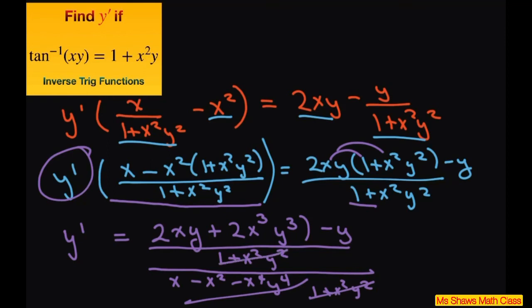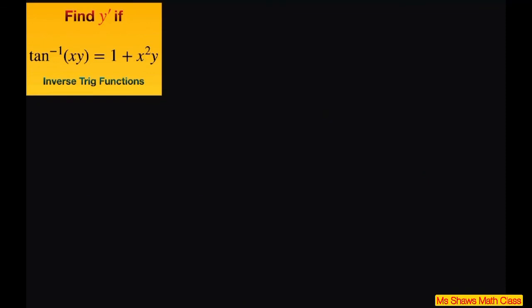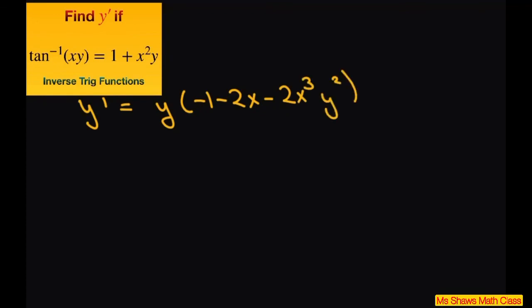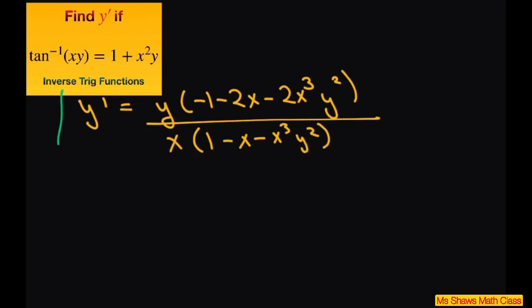All right, now we can factor out and simplify all this. So let's see, our y prime is going to equal y. If I factor out a y, that's going to give me negative 1 minus 2x minus 2x cubed y squared. And then in the denominator, just factor out an x, and you're going to get 1 minus x cubed y squared. And this will be your final answer.